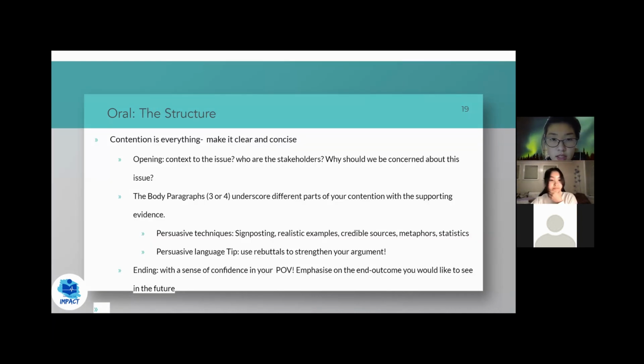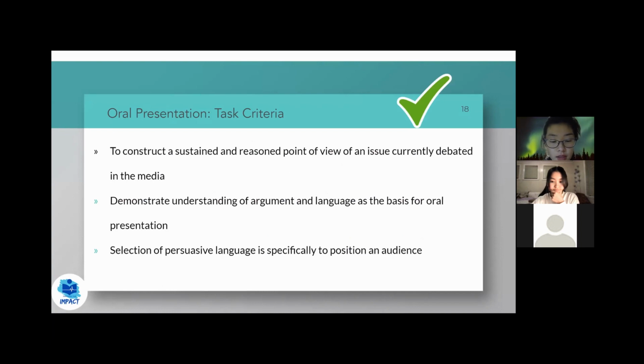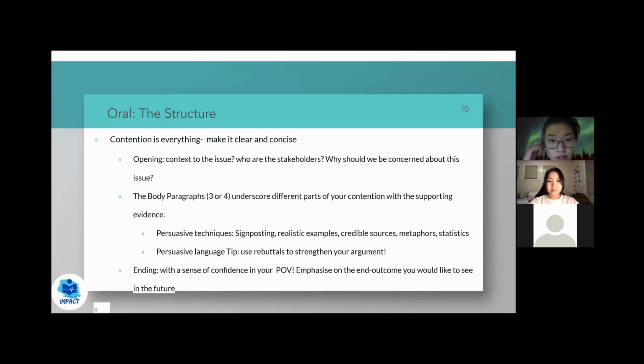So yeah, I think this is an exciting SAC because it's so different to all the other ones, and it's a bit of a break because it's not actually at the end of the exam. So in your oral, I think it's really important to begin with a really strong contention, a contention that's really specific and complex and shows that you know a lot about the issue.